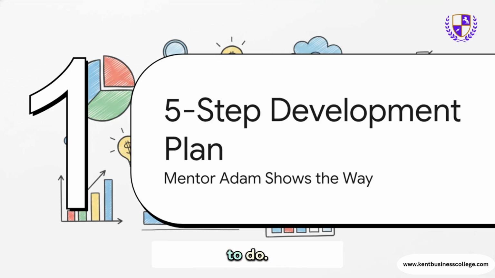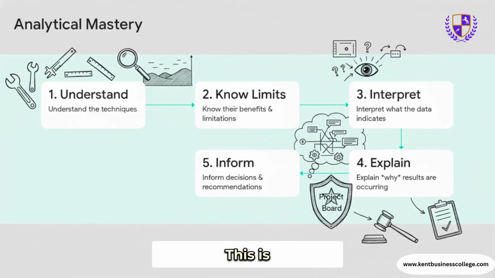She knows what she needs to do. But every good detective needs a plan of attack, right? That's where her mentor, Adam, comes in. He lays out a super clear 5-step plan to become an expert analyst. And this plan, it's your roadmap too. And here it is. This is the path.